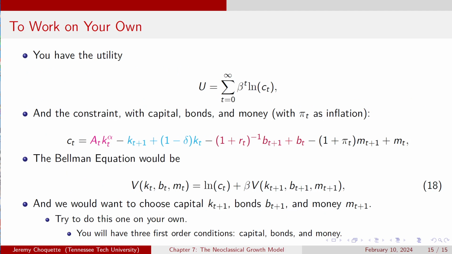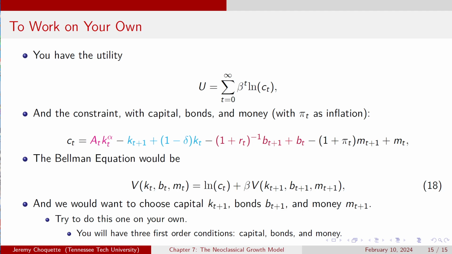Now, here's what I want you to work on your own. You're going to have the utility that you've seen from the neoclassical growth model. So it's just the natural log of consumption. And you've got the constraint with capital, bonds, and money, and pi t is inflation. So with this constraint and this utility function, first I want you to tell me what the Bellman equation would be, with all this stuff in there.